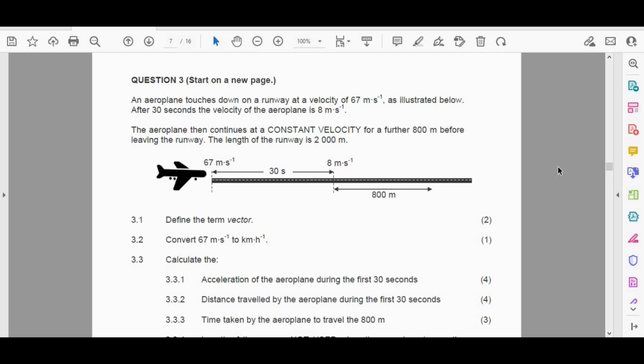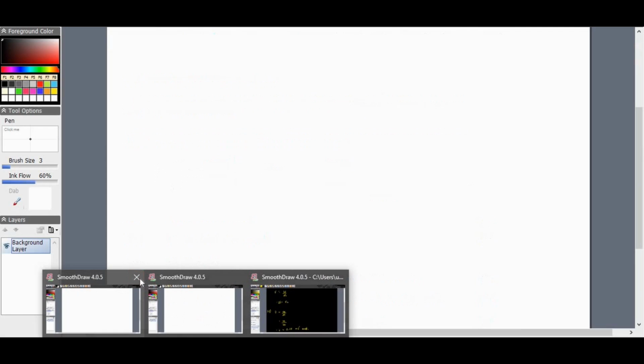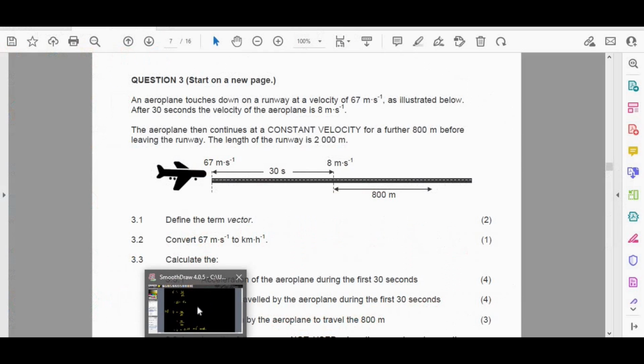Alright, 3.1, define the term vector. Okay, well, we all know this, so maybe I don't need to write it down, but let's just write it down anyway. Let's just get rid of these two whiteboards, because we don't need them.